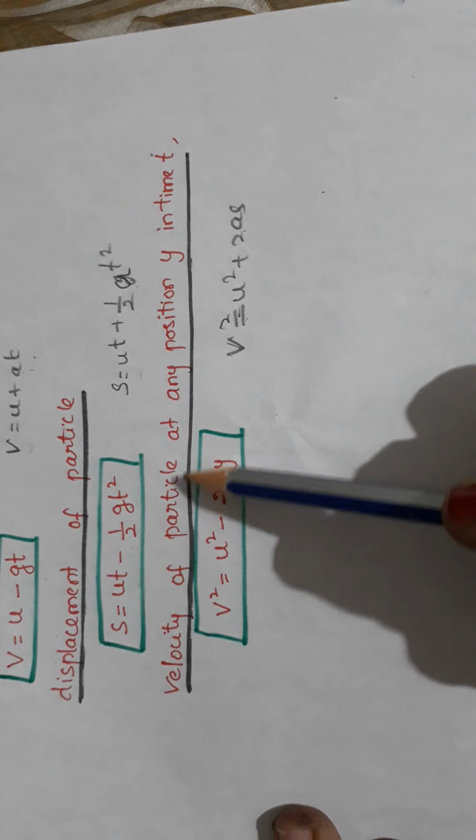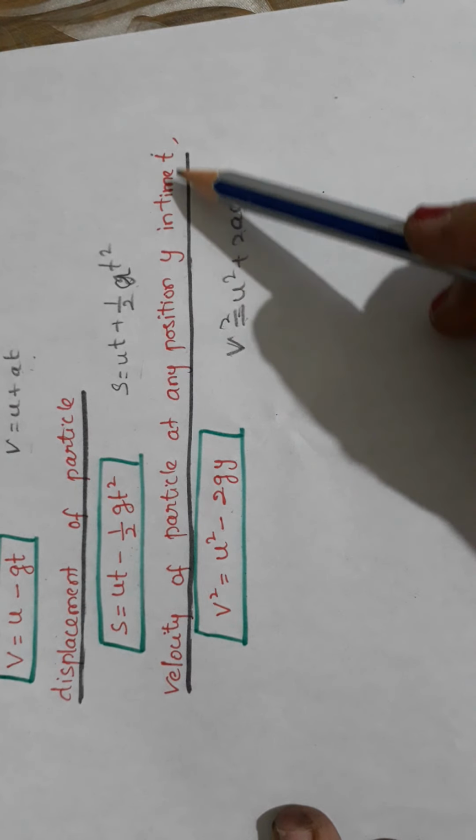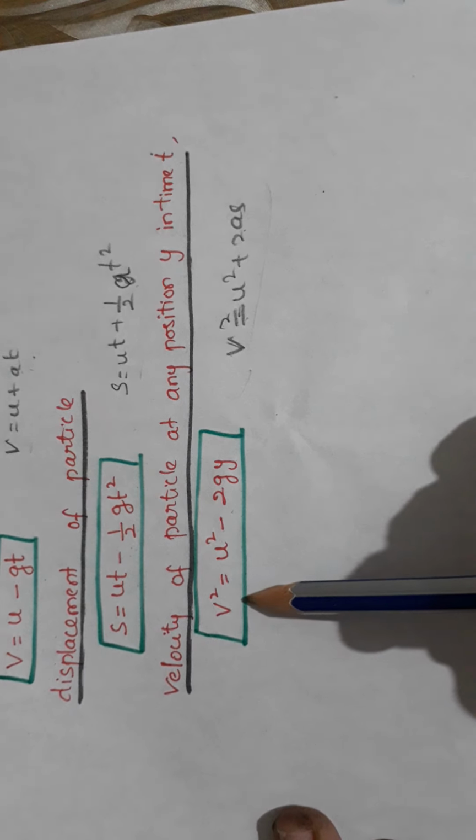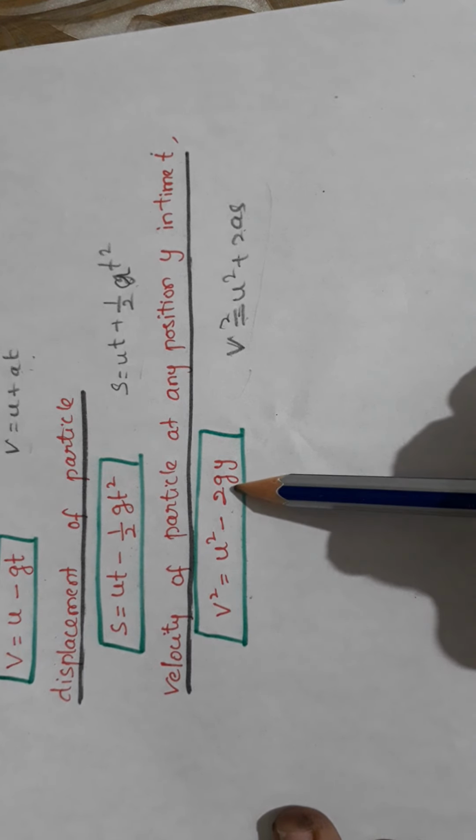And finally, to find the velocity of the particle at any position y in time t, for that you consider this Newton's equation of motion. You will get v square is equal to u square minus 2gy.